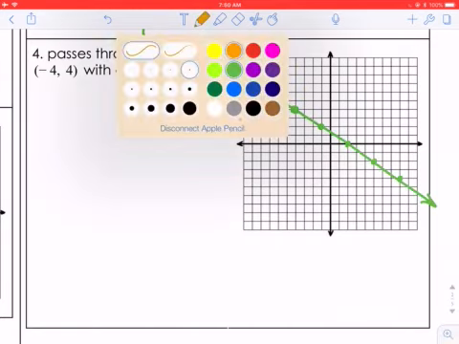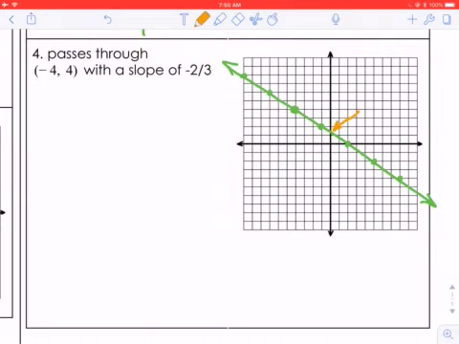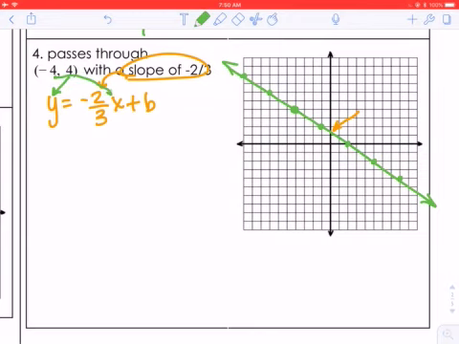This is a point where I see that my y-intercept is not a whole number, so I'm going to use my slope formula. So I know y equals negative 2/3, that's my slope. This information is going right here, x plus b. I don't know what b is, so I'm going to use my y and my x to figure that out. So my y is 4 equals negative 2/3 times negative 4 plus b.